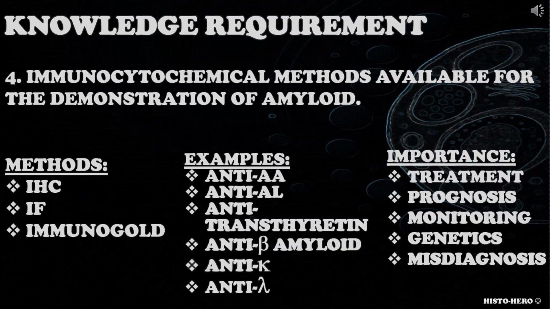When addressing this knowledge requirement, candidates should consider IHC, IF and immunogold labeling methods, anti-AA, anti-AL, anti-transthyretin, anti-beta amyloid, anti-kappa, anti-lambda, treatment, prognosis, monitoring, genetic counseling, avoiding misdiagnosis.